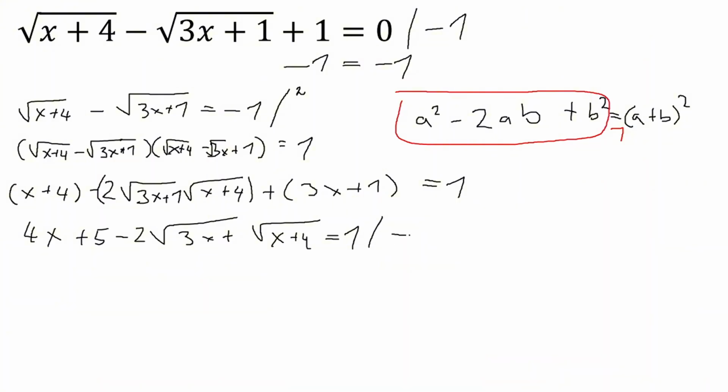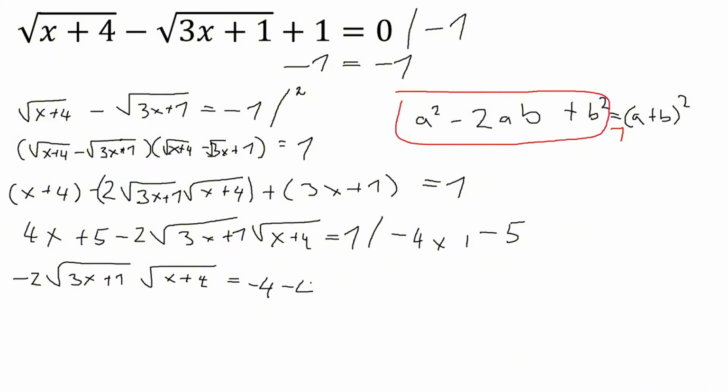And then we can just subtract 4x and 5 from both sides of the equation. And essentially, we're going to get 2 times the square root of 3x plus 1 times x plus 4 is equal to negative 4 minus 4x.